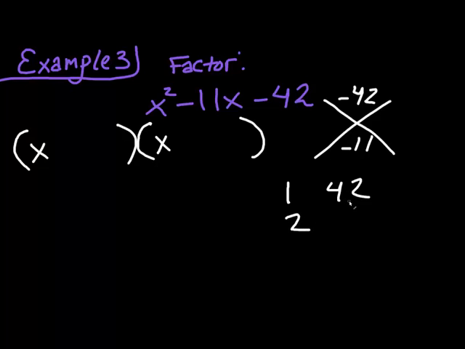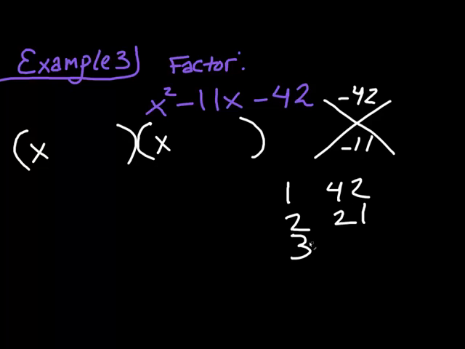2 times what is 42? 2 times 21 is 42. 21 minus 2, that's going to be 19. 21 plus 2, that's going to be 23. 2 minus 21, 2 plus 21. Yeah, none of that's going to work. None of that's going to add up to negative 11. So let's move on once again.